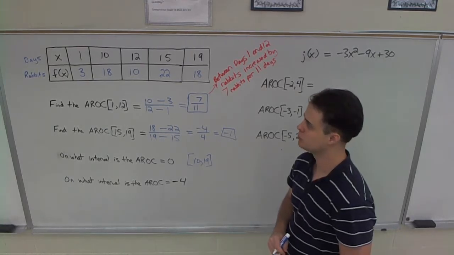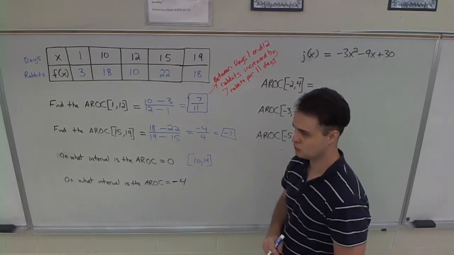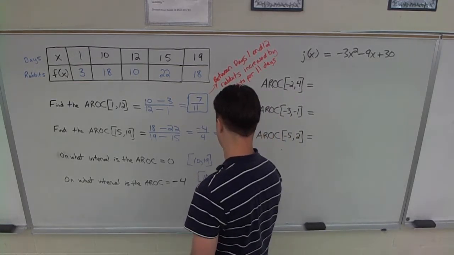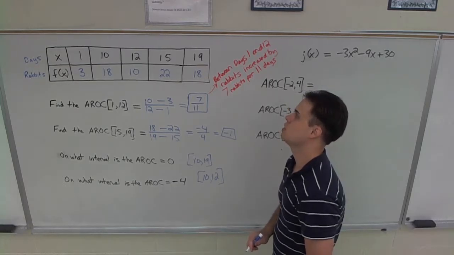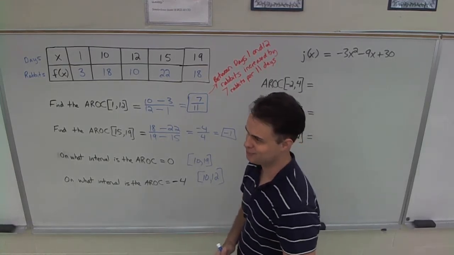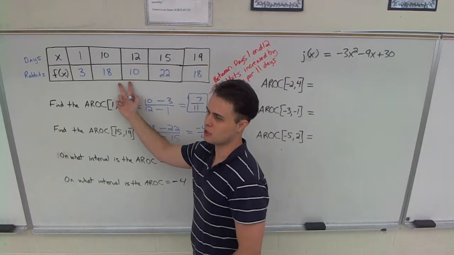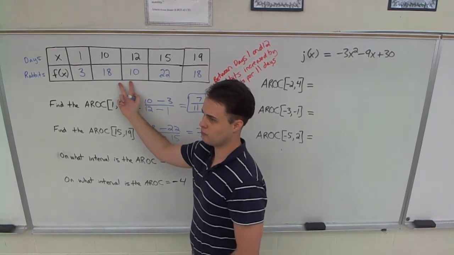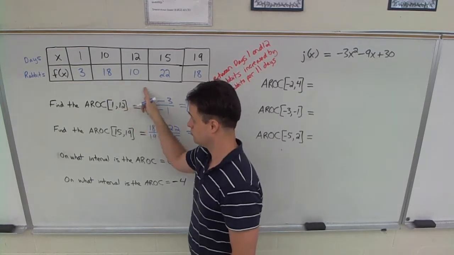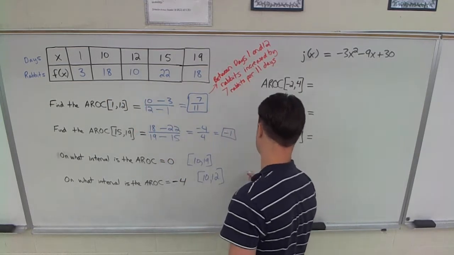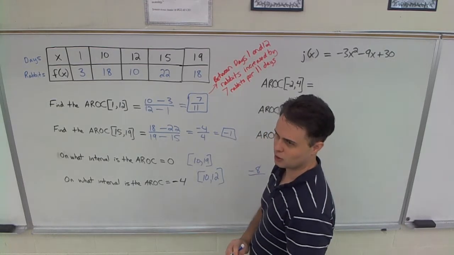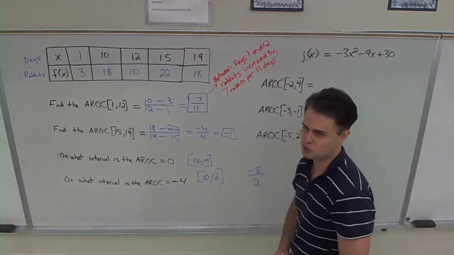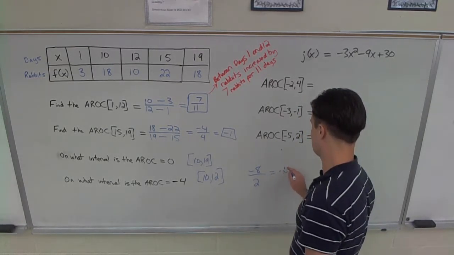Probably 10 and 12. You make the average rate of change between 10 and 12. Here's the fast way to do it. What's the y value change there? 8. Positive or negative? Oh, no, that's negative. You lose 8 rabbits, right? How long did that take? 2 days. This is just doing it the fast way, right? What is that? -4. There you go.